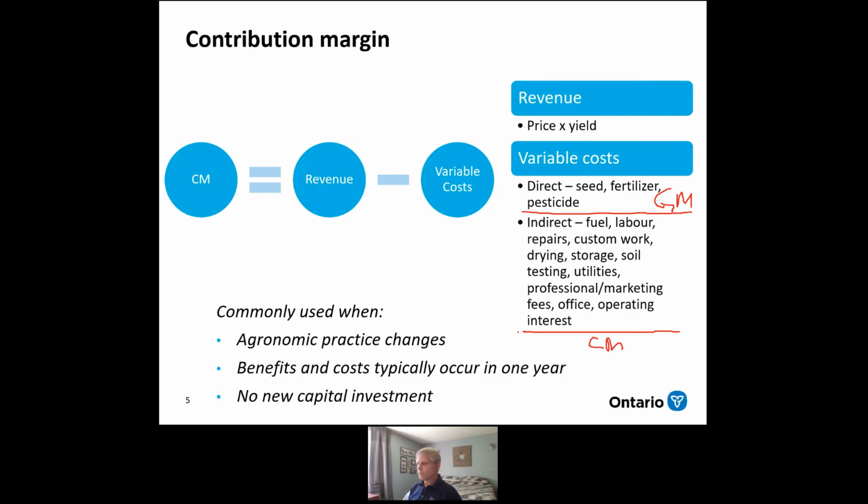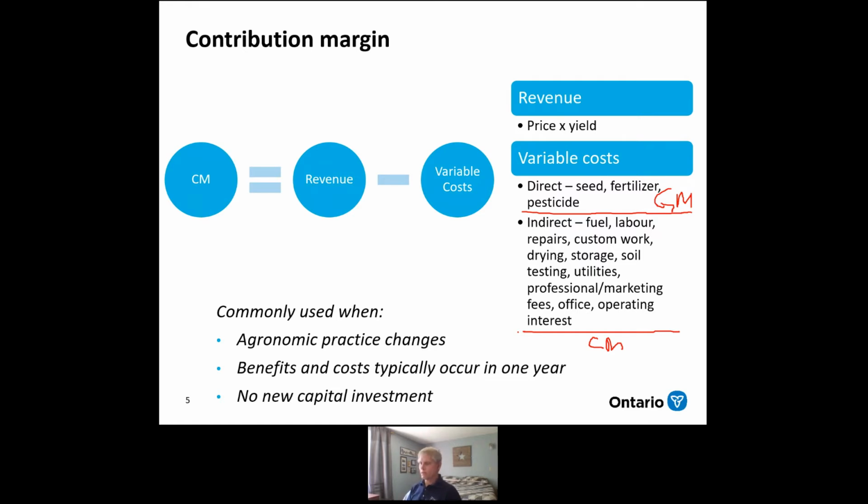It is commonly used for agronomic practice changes that have a 1-year lifetime, right? You're increasing or decreasing seeding rates that have an impact on the yields this year and don't have any carryover year over year. So there's not a multi-year benefit or accruing benefits over time. It's typically a 1 year and done increase of fertilizer rates.